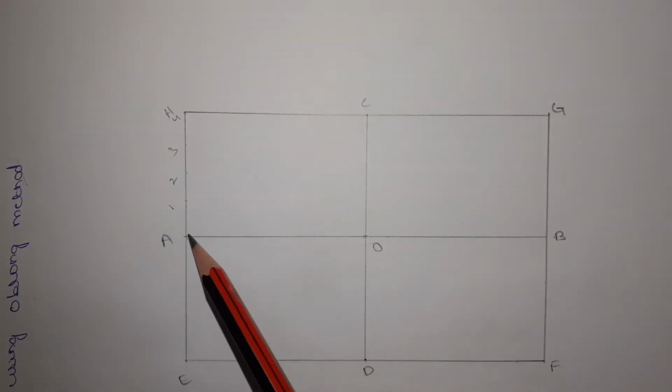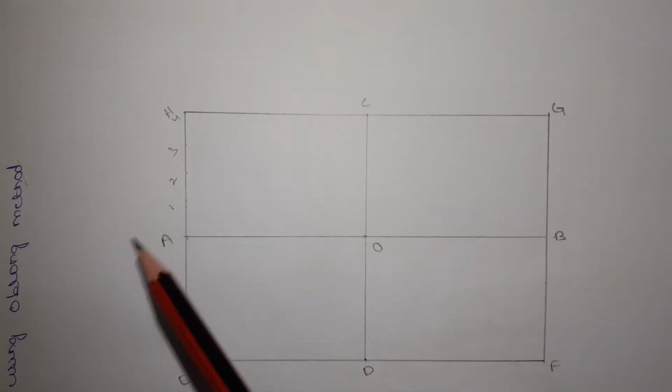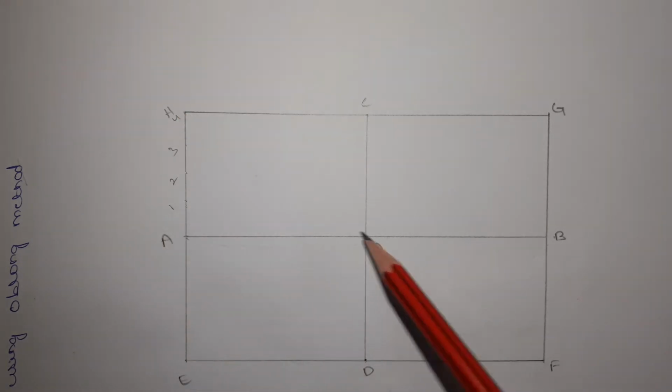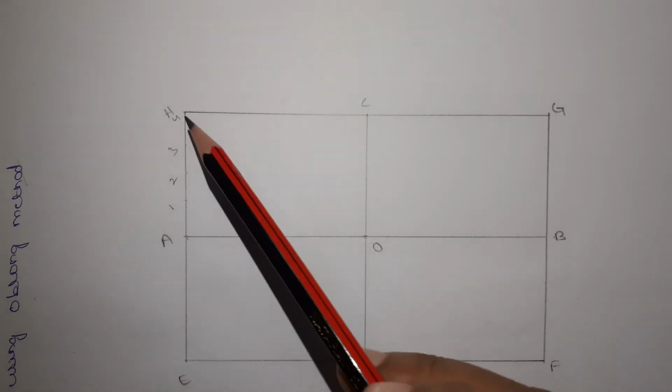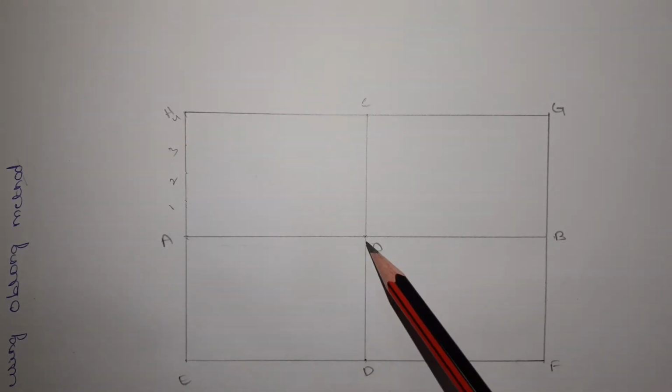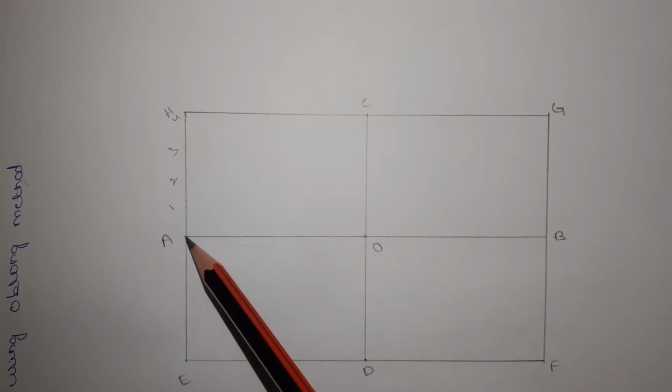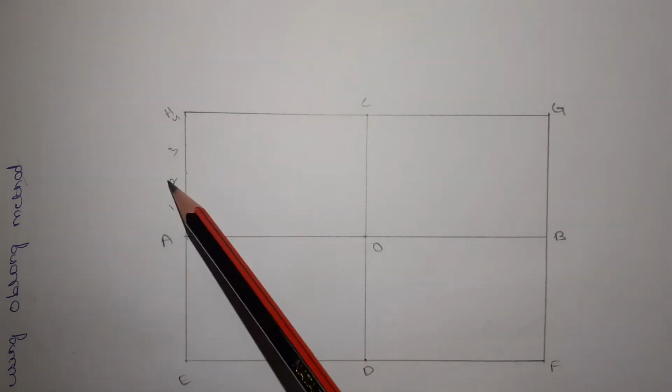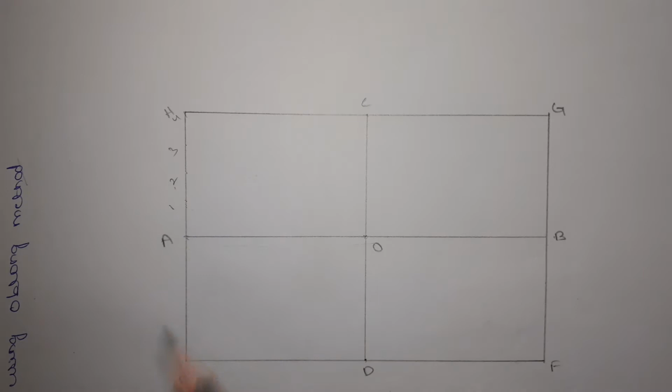So the number of divisions on AH and AO should be the same. If you divided the line AH into 5 parts, you have to divide AO also into 5 parts. So here I have divided AH line into 4 equal divisions. So I will take AO also of 4 divisions, 4 equal divisions.